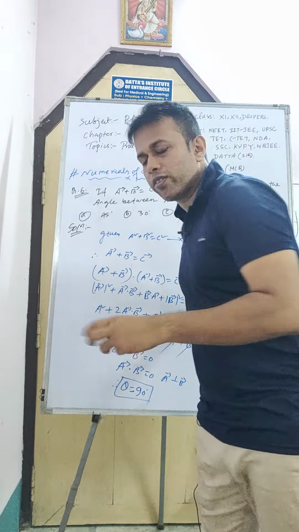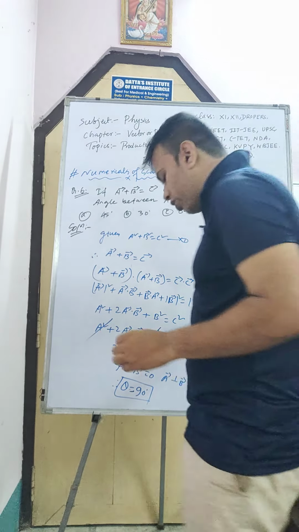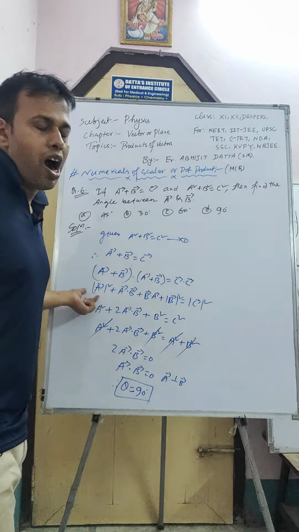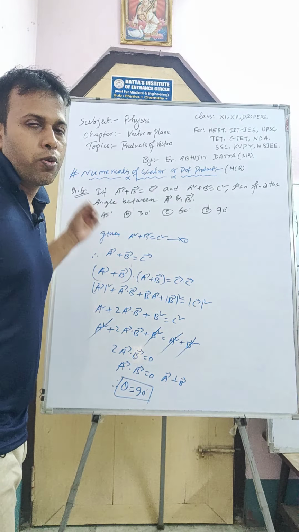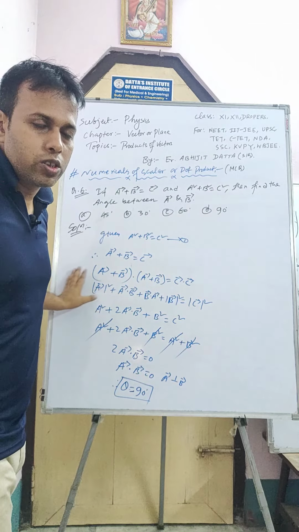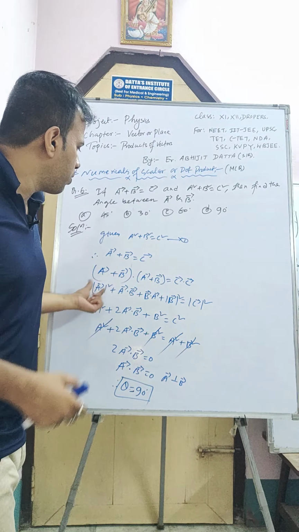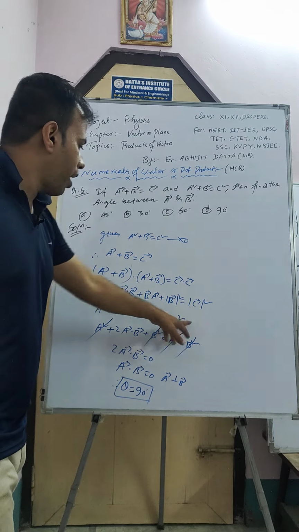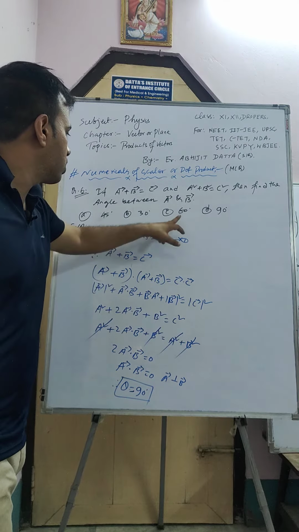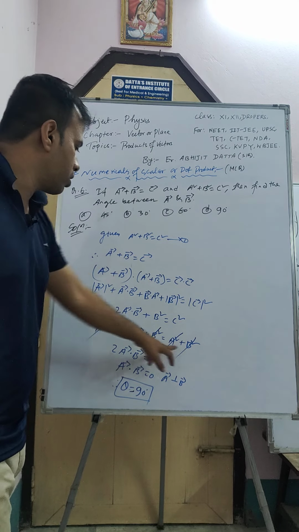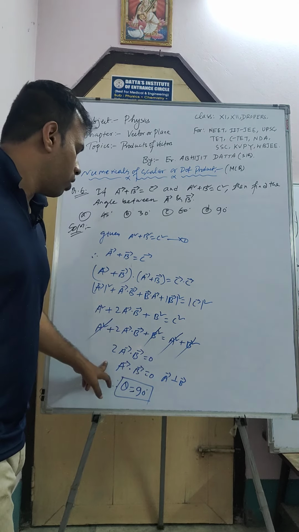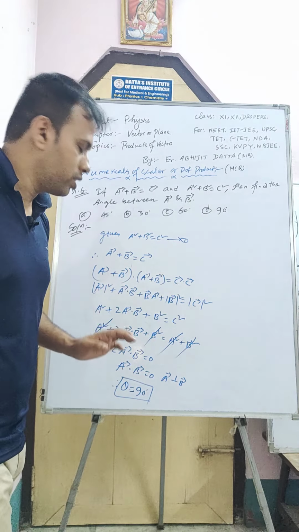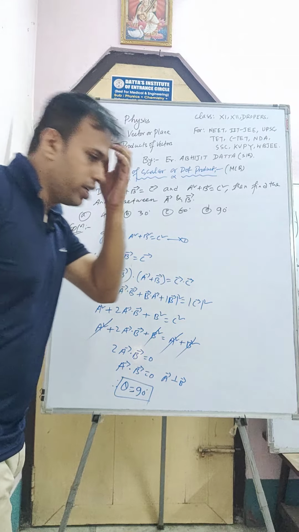A dot A is what? Mod A square. B dot B is what? Mod B square. C dot C is mod C square. From the properties of scalar product, which we already discussed, A dot A is mod A square. Here I put the value of C square as A square plus B square, and on both sides A square cancels and B square cancels. After that what is left? 2 A dot B equal to 0, that is A dot B equal to 0, that is A perpendicular to B, that is theta equal to 90 degrees.